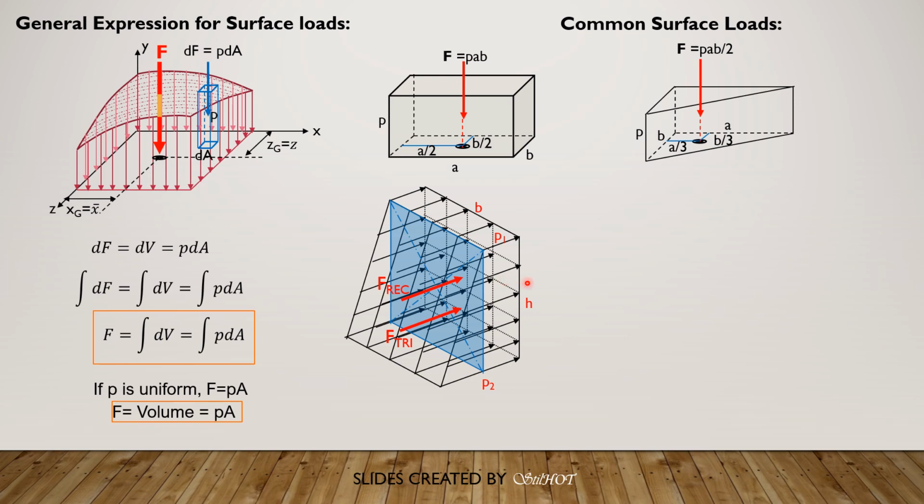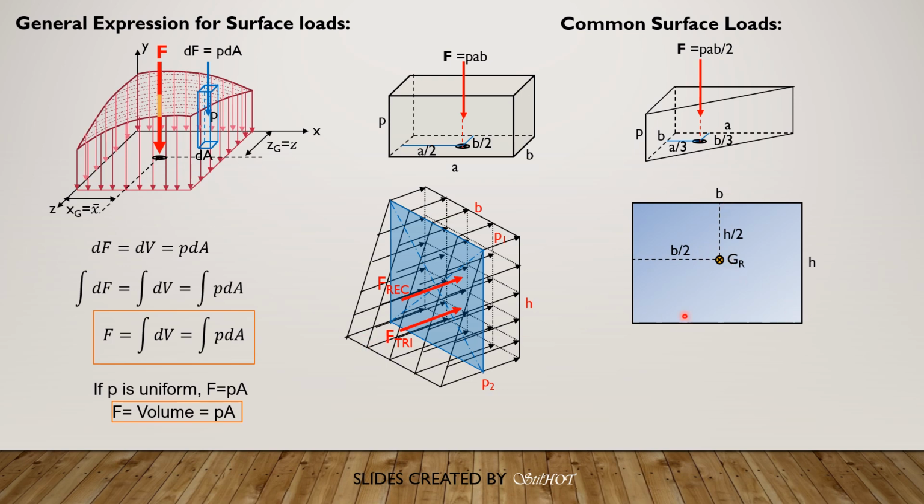Now, F rectangular is simply equal to the volume of the prism or this rectangular parallelepiped. So it is equal to P1 times BH. So if this is the projected area of this rectangle here, then the dimensions are B and H. So F rectangle is acting at the centroid of this rectangular area. That's the centroid of the rectangular area. It is where F rectangle acts. Then the distance would be B over 2 and H over 2.